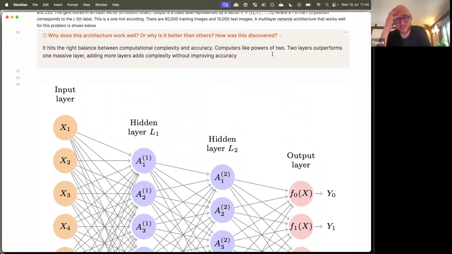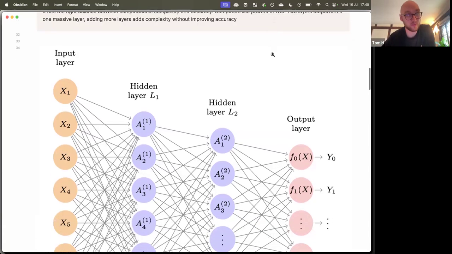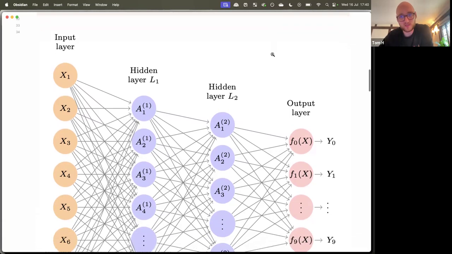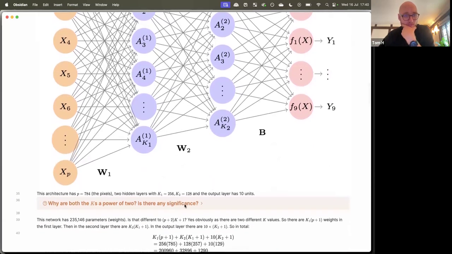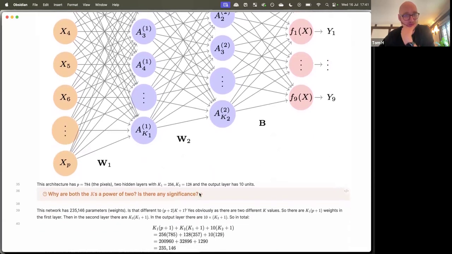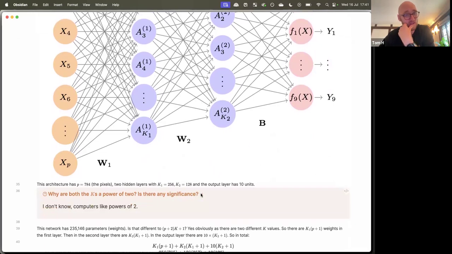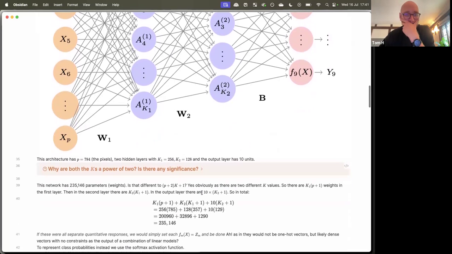And two layers outperforms one massive layer. But adding more layers gives you more complexity without improving the accuracy. So it is quite heuristic, but I think the heuristic in mind shouldn't only be how well does this model fit the data, but also how computationally costly is it going to be to fit this model, because that's a key problem in, oh, there you go. Why are both K's a power of 2? I think I've merged my 2 questions there. I don't know. The powers of 2 was my answer.